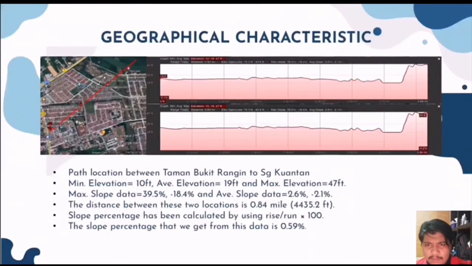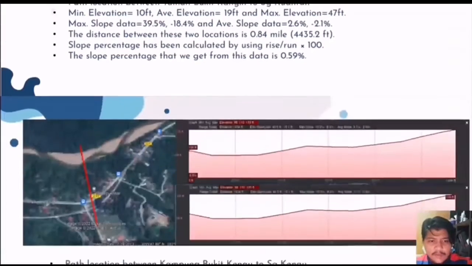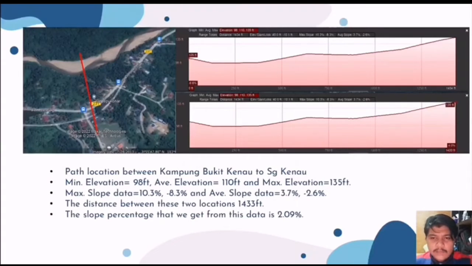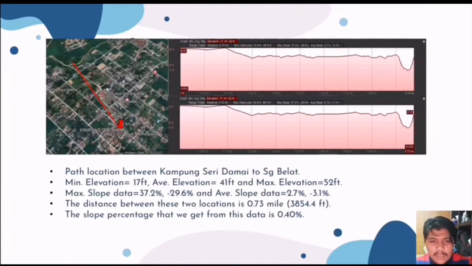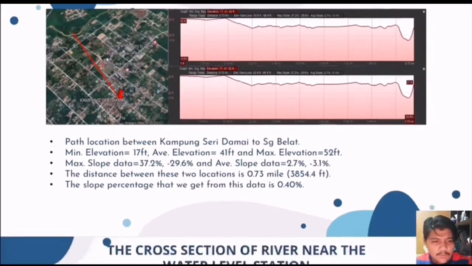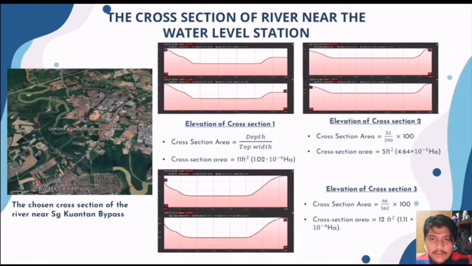Then the geographical characteristics. As you can see, there is the path location between Taman Bukit Rangin to Sungai Kuantan. The slope percentage that we get from the elevation data is 0.59%. For the second location between Kampung Bukit Kenau to Sungai Kenau, the slope percentage is 2.09%. Last but not least, the path location between Kampung Sri Damai to Sungai Belat has a slope percentage of 0.40%. For the cross-section of the river near the water level station, you see the chosen cross-section of the river near Sungai Kuantan bypass.